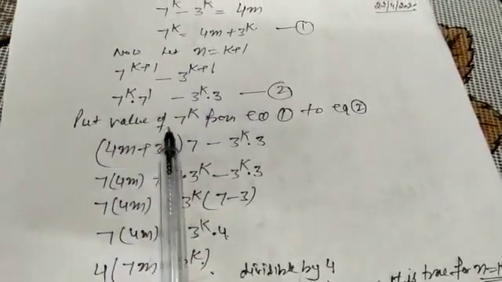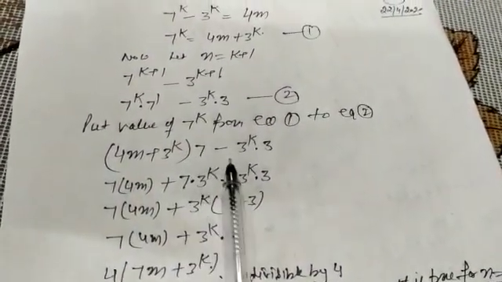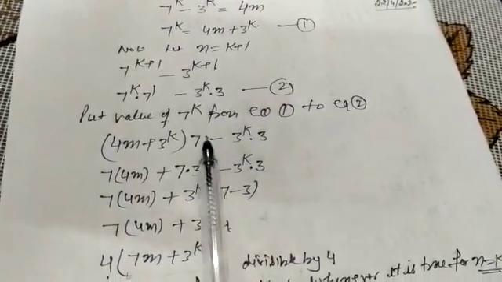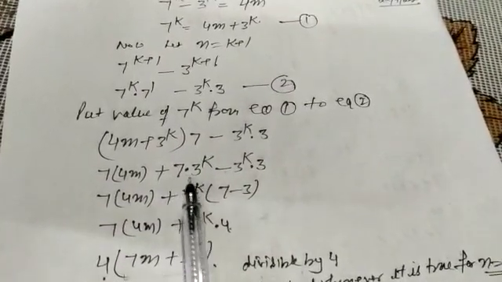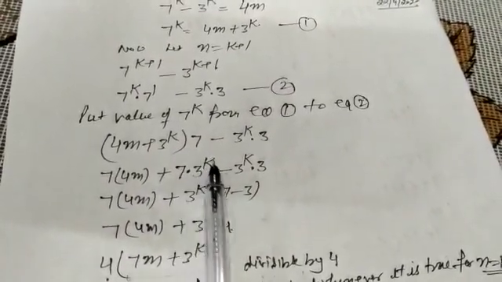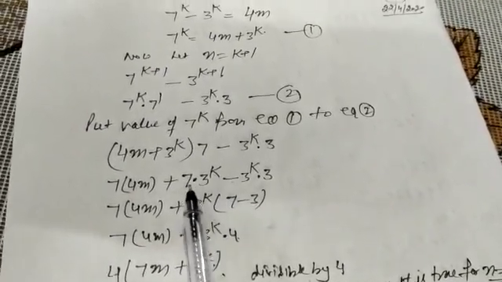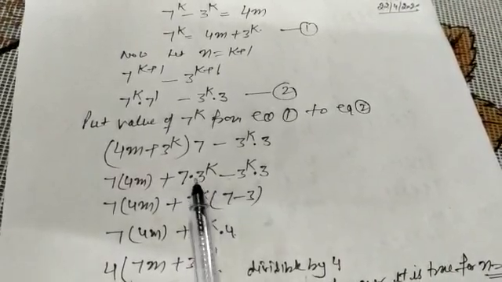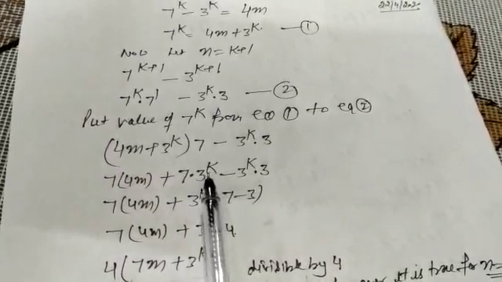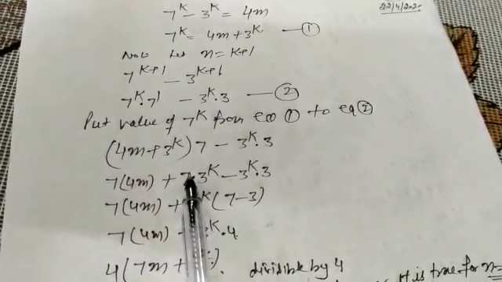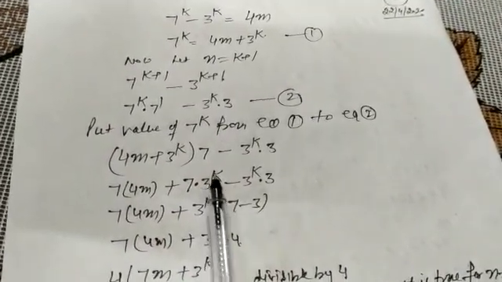Now put the value of 7 to power k from equation 1. It is 4m plus 3 to power k into 7 minus 3 to power k into 3. Now this 7 is multiplied with the first term as well as the second. Here students always make a mistake. They write 7 into 3 to power k equals 21 to power k. Remember, this is a power k. These two terms are entirely different. It is not an ordinary number, but a number with unknown power.